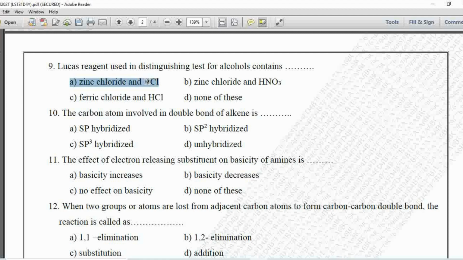So option A is correct. Next MCQ. The carbon atom involved in the double bond of the alkene is: option A is sp hybridized, B is sp2 hybridized, C is sp3 hybridized, and D is unhybridized. So here the double bond of alkene has sp2 hybridization. So the correct option is B.